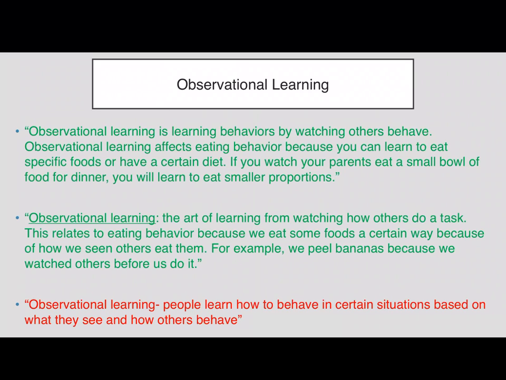All right, if you said the first 2, you got it correct. They needed those good examples and the definitions to go together. So watching your parents eat a small portion of food will make you eat small portions. Seeing somebody peel a banana will influence how you do it in the future. And so the example is what you need there.